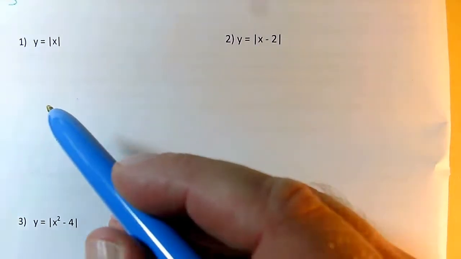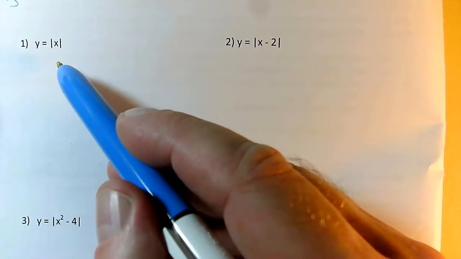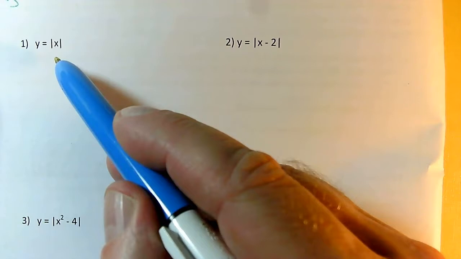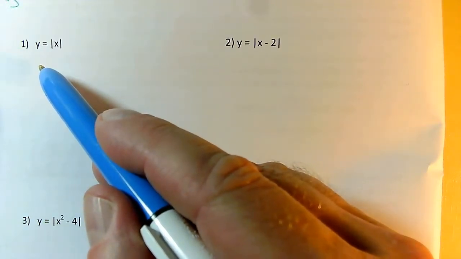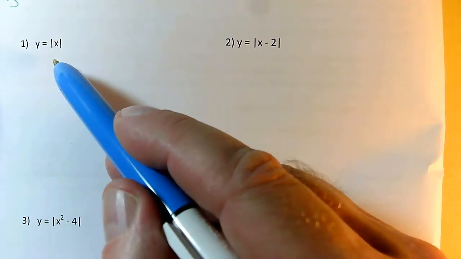Okay, the task here is to sketch some graphs that have moduluses in them. The thing to remember about modulus is that it can either have no effect, in which case this is saying y equals x, or it can cause a sign swap, in which case this is saying y equals minus x. So it's a combination of those two graphs.